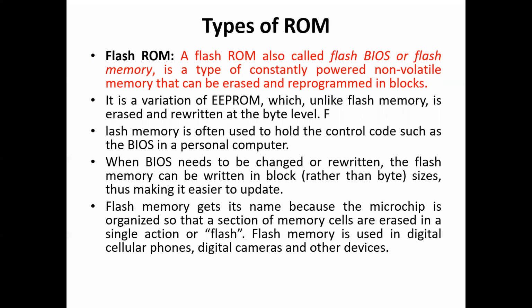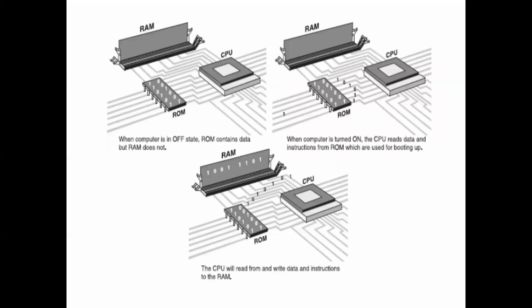Why has the name flash memory been given? Because the microchip is organized so that a section of memory cells is erased in a single action. Flash means at an instant. Flash memory is used in digital cellular phones, digital cameras, and other digital devices. So this is an example, and with the help of the picture it is more clear for you. When the computer is off, the ROM contains the data, but RAM does not.